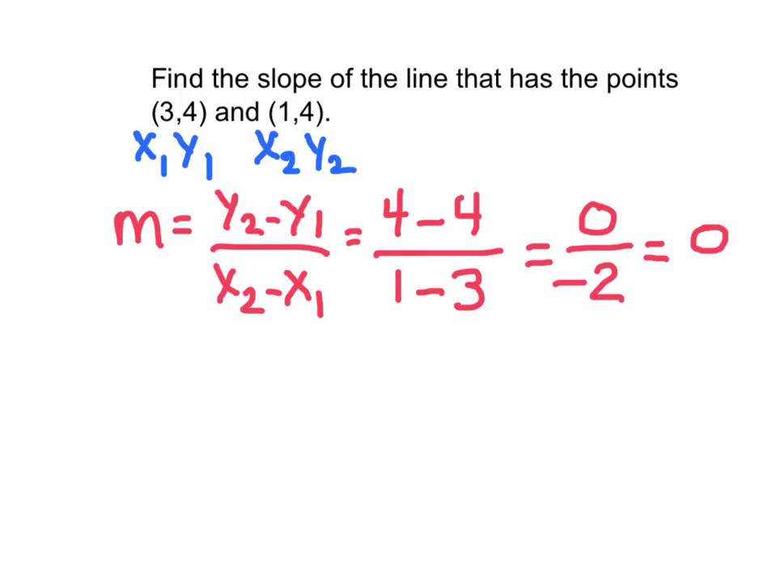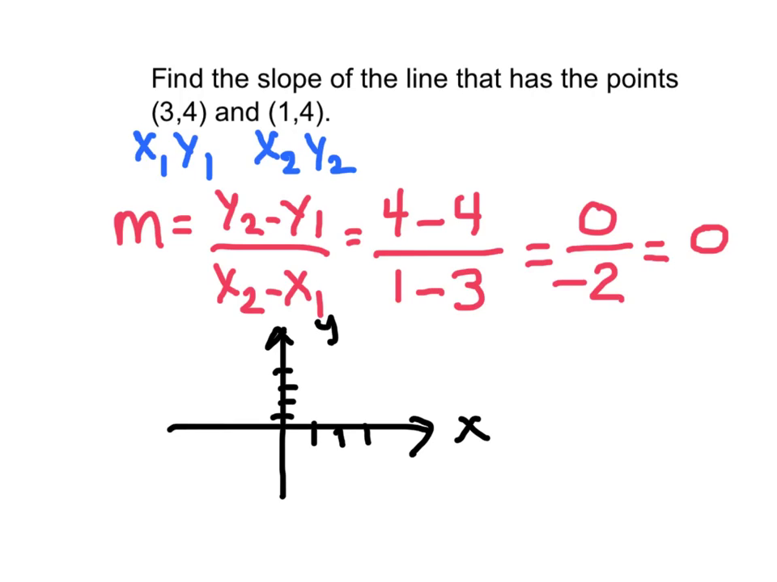And if you think about it, that makes sense, because if I did a quick sketch of my y and x values, okay, so 1, 2, 3, 4. So here's the point 3, 4 would be here. The point 1, 4 is there. I have a horizontal line, which of course has a slope of 0.